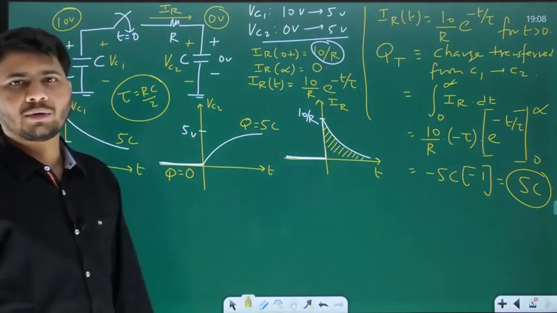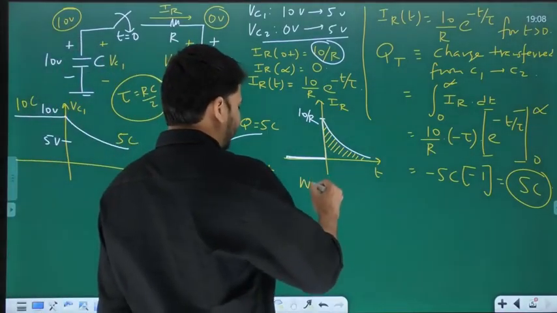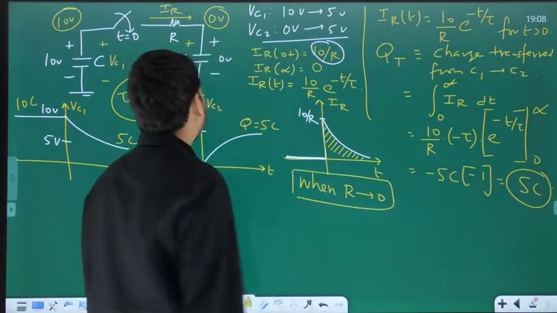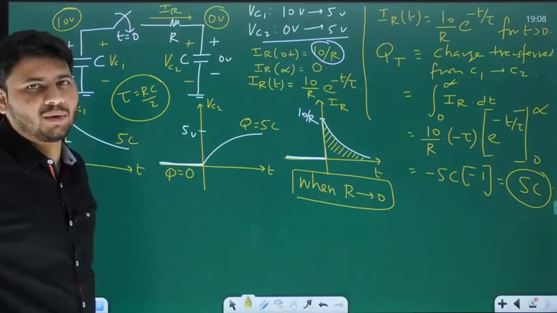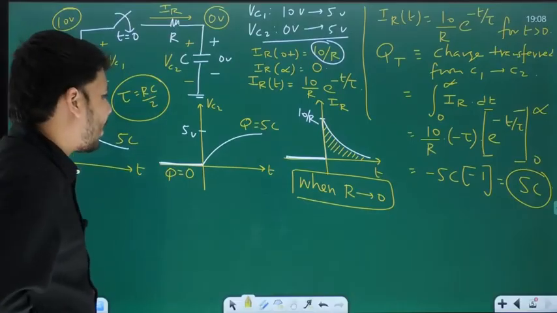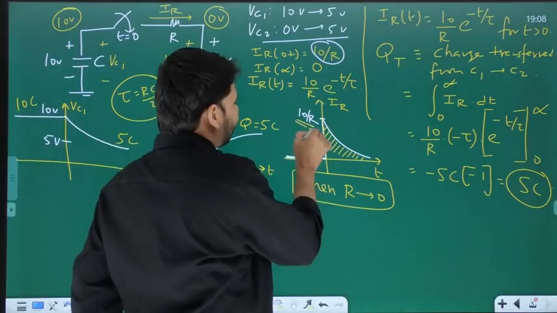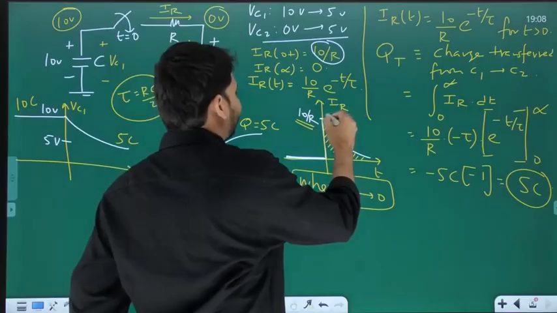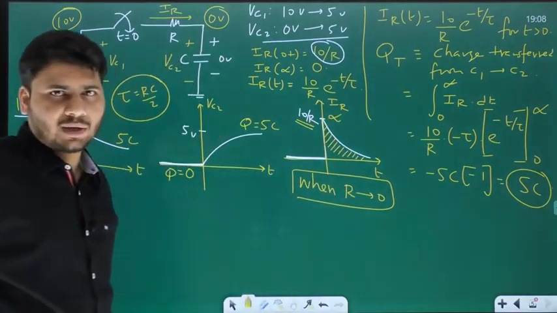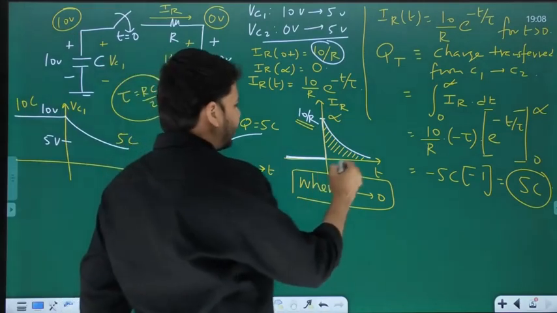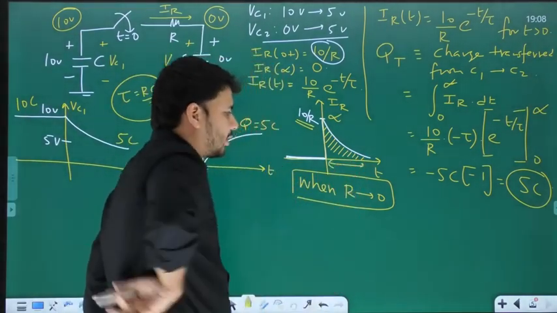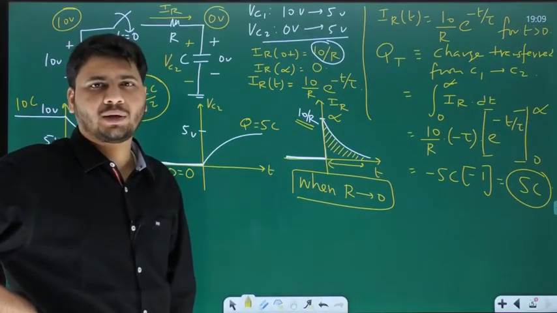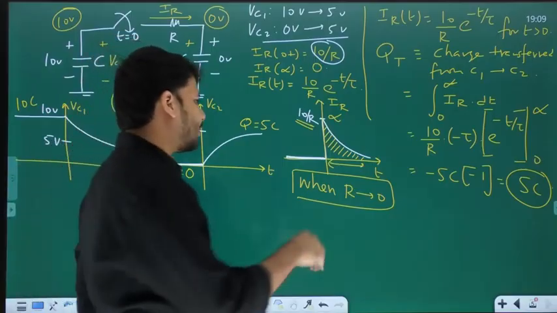Okay, now the question is, what happens when R tends to 0? So what do you mean by R tending to 0? This resistor becomes a short circuit. You see, when R tends to 0, look at this initial value of the current, that is 10 by R. R tending to 0, 10 by R, does it not tend to infinity? Yes or no? Does it not tend to infinity? And then what is the width of this curve on the right hand side? How long does it take for the circuit to reach steady state? Usually it takes 5 time constants.